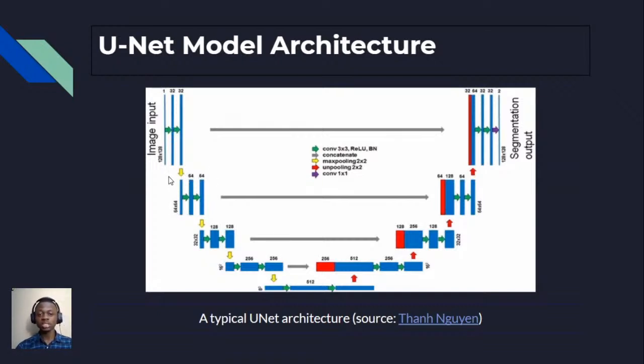And then this is the second block. Over here, we have the contracting part, which is also referred to as the encoding part. So we're trying to encode the information from the image into feature maps.